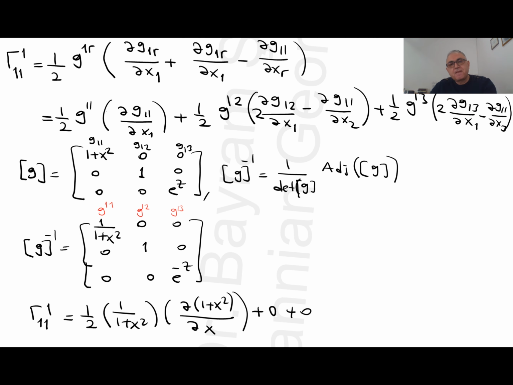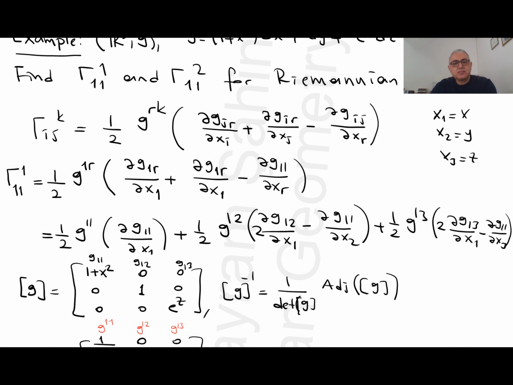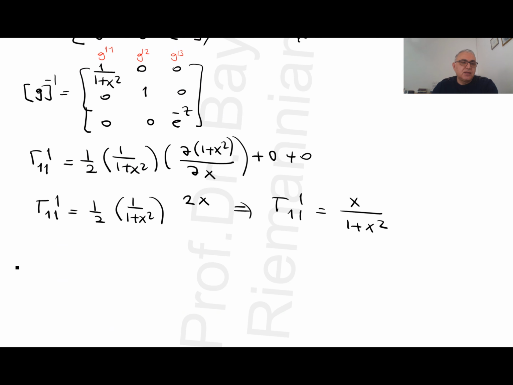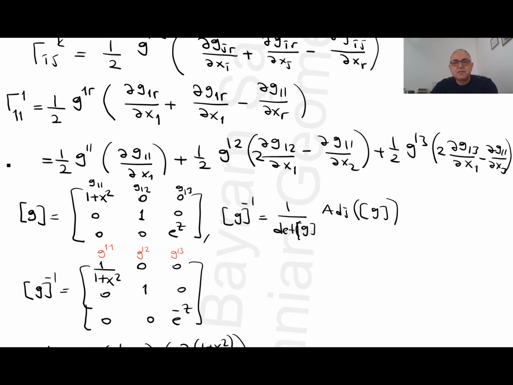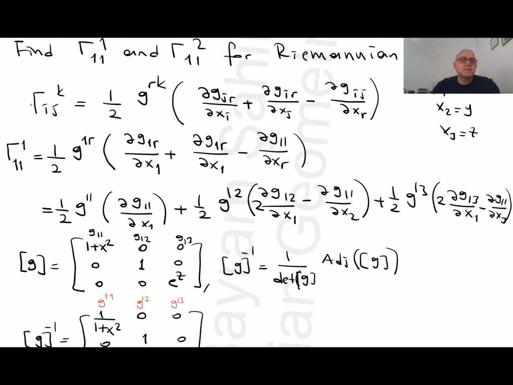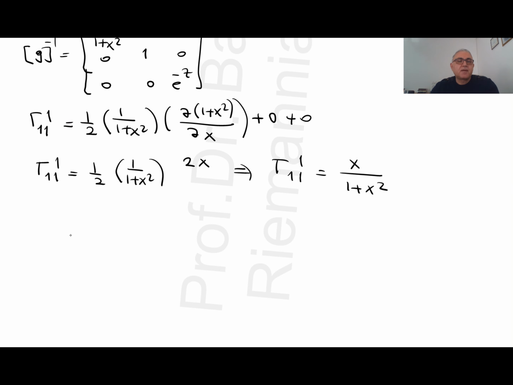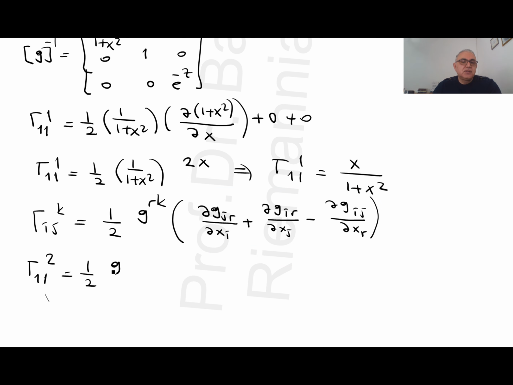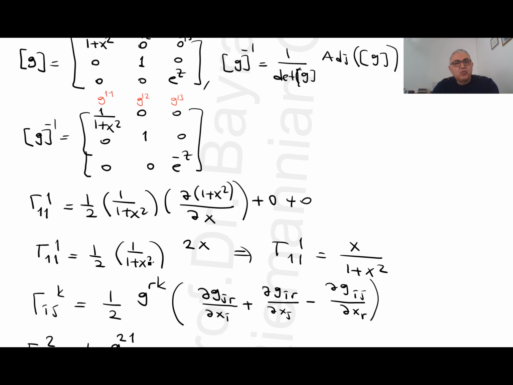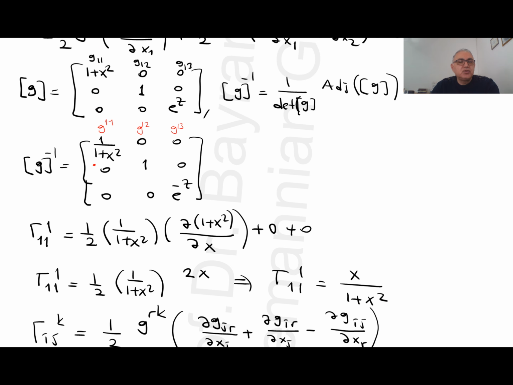So the other part, Γ^1_12. Okay, again, let me bring this one here. So now I am calculating this one, Γ^1_12. Okay, 1/2 times the sum. So first let me look at g^{21}, g^{22}, and g^{23}.